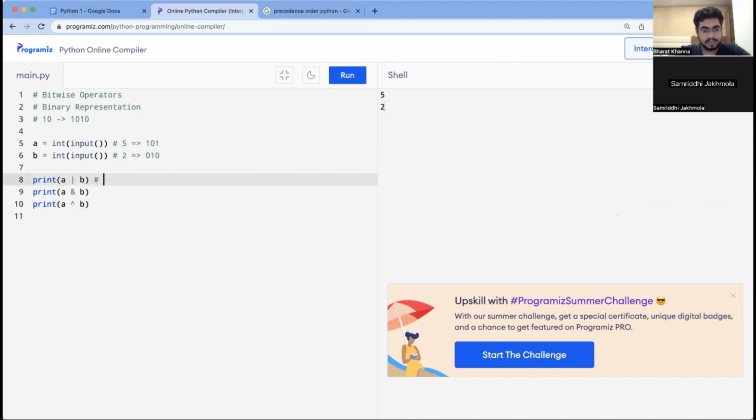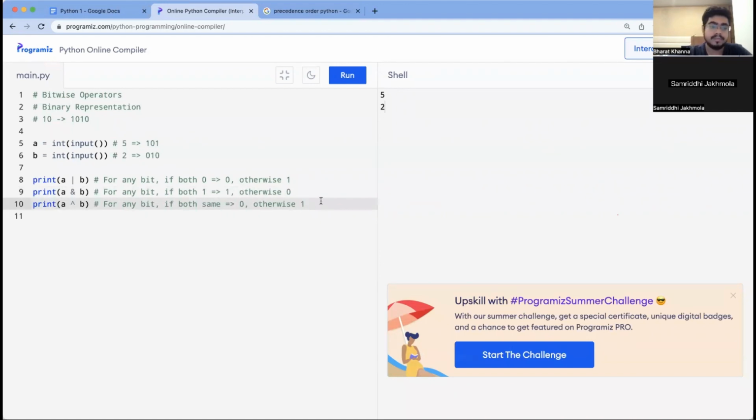So I'll just mention here. For any bit, if both are 0, then that bit is 0, otherwise 1. Here, if both are 1, then it is 1, otherwise 0. And in the last one, if both are same, then it is 0, otherwise it is 1. Does that make sense? So let me just run this and give 5 and 2.